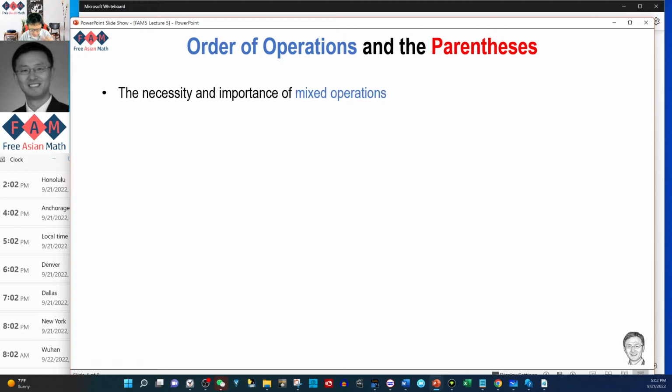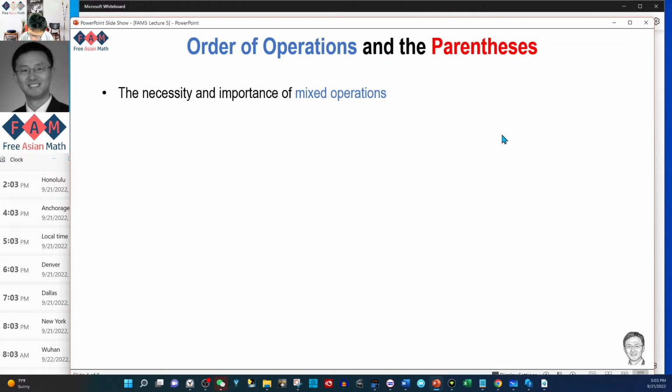So what is order of operations? Before we can even discuss that, we must talk about the concept of mixed operations. So all those arithmetic operations, addition, subtraction, multiplication, and division. Later on, we will learn exponentiation. All those are just so-called operations, right? In all those cases, they involve two numbers, even for the future ones like exponentiation.